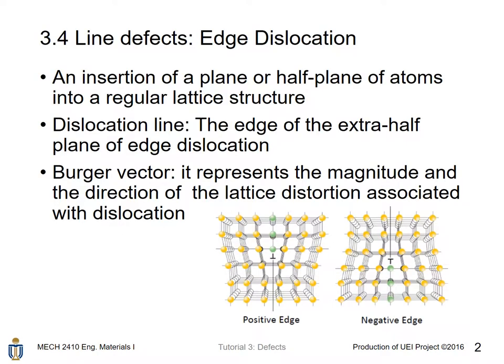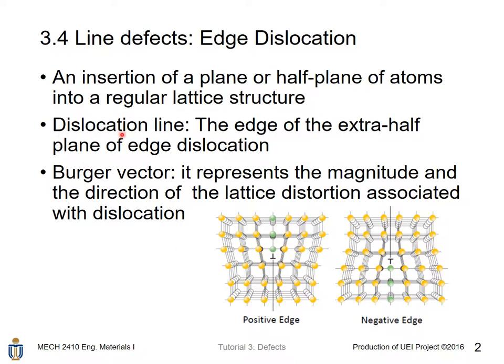Edge dislocation is defined as an insertion of a plane or a half plane of atoms into a regular lattice structure. You can see from the picture here, the original crystal structure doesn't contain the green atoms, and it shouldn't contain the green atoms in terms of a perfect crystal arrangement. But often there is an addition of these green atoms, which we call the plane of the atoms.